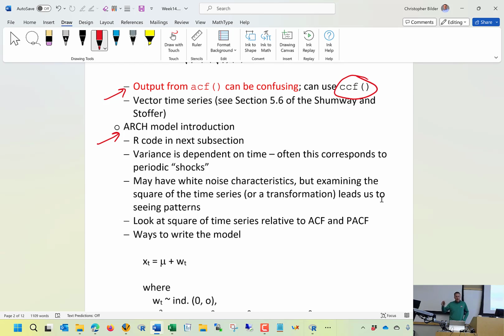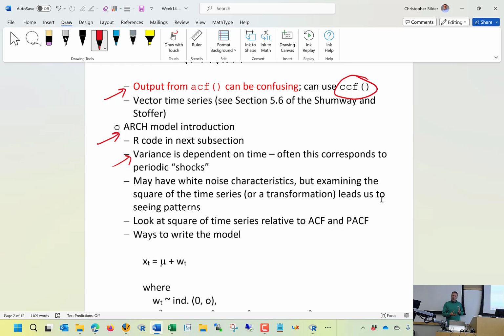Now, the second subsection dealt with ARCH models. And this is one of the few places in my notes where you don't see any R code. Well, you saw some R output, I believe, but not necessarily where I go into details about how to get R to do stuff. And these ARCH models help provide us another way to take into account non-stationarity in the variance.